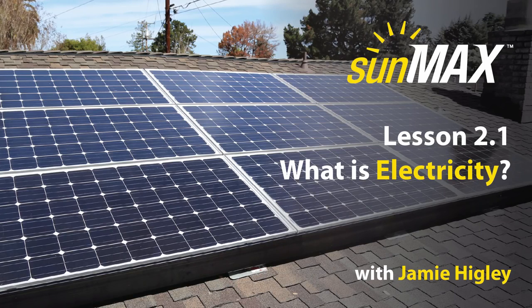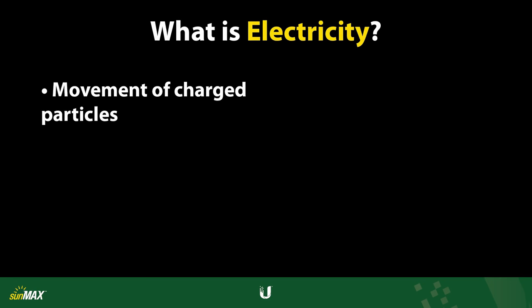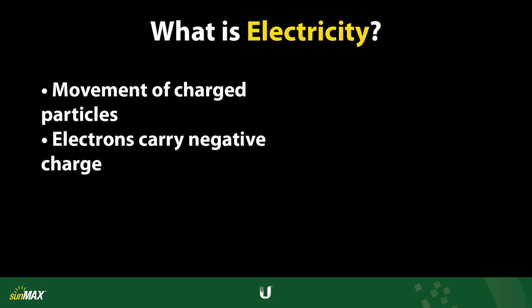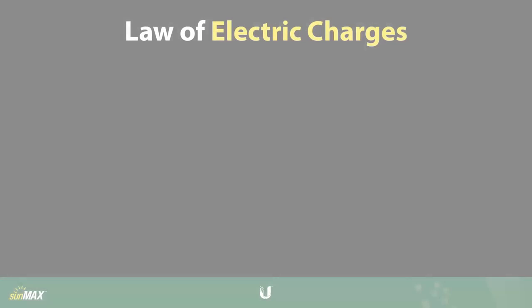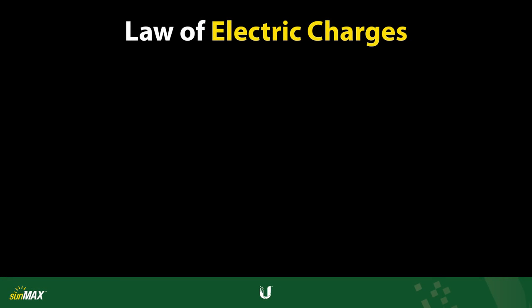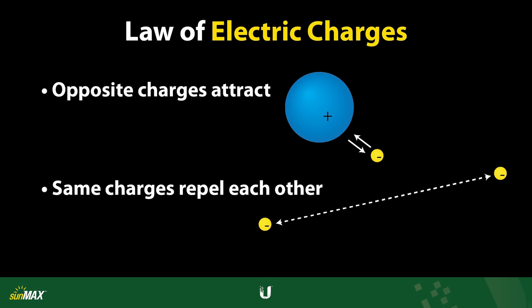Lesson 2.1. What is electricity? Electricity is a form of energy that deals with the movement of charged particles, primarily electrons. Electrons are negatively charged particles that orbit around the positively charged nucleus of an atom. Charged particles move according to the law of electric charges, which states that, while positive and negative charges attract, like charges, such as two electrons, repel each other.